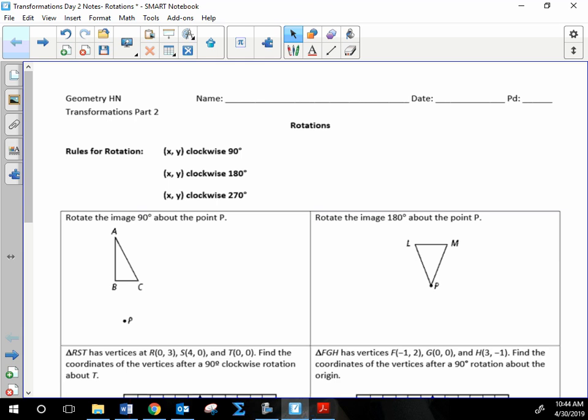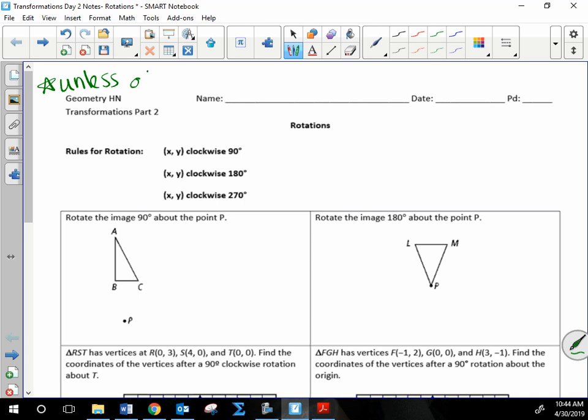Okay, let's start with the notes. What we were investigating is what we're going to write up here on the top. Now this is really, really important. Please write this at the very top of your paper: unless otherwise noted, go counterclockwise.